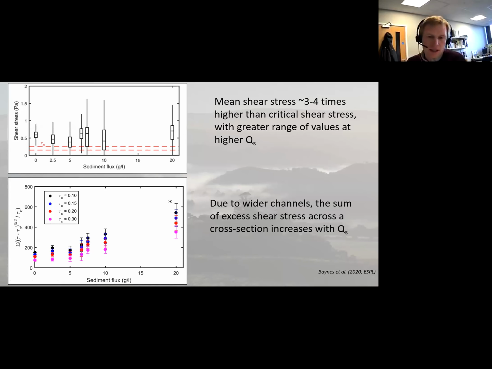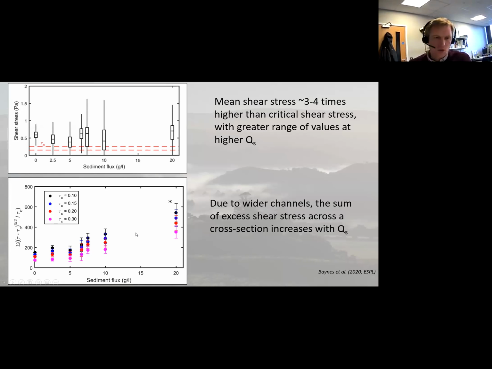still have quite a lot of patches of the silica bed, suggesting that maybe some sort of transition between supply limited and transport limited channels occurring at this sediment flux, but we need to drill into that in a little bit more detail to be able to be sure about what that transition might be.